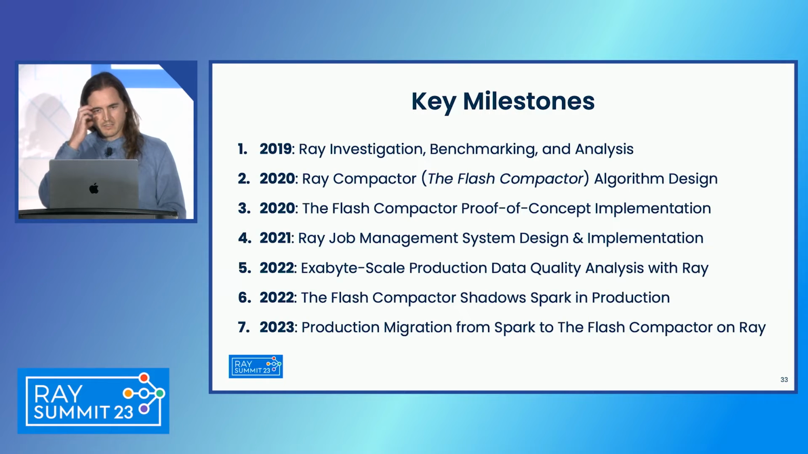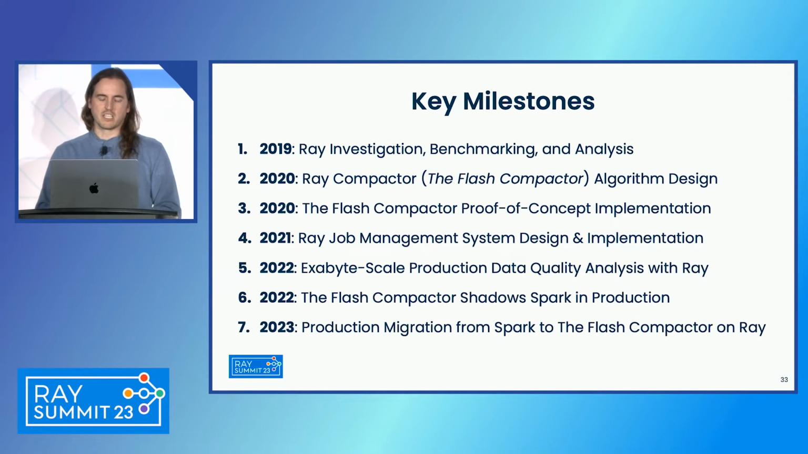So in 2020, we came up with a design that we called the Flash compactor. And we made a proof of concept code implementation of it, ran it directly against S3 alongside Spark and said, oh, looks pretty good. Then we came up with the next step: if it looks good, how are you going to run it in production? Well, we needed some serverless job manager, which is a big problem in and of itself. So we came up with a Ray job management system design and implementation in 2021.